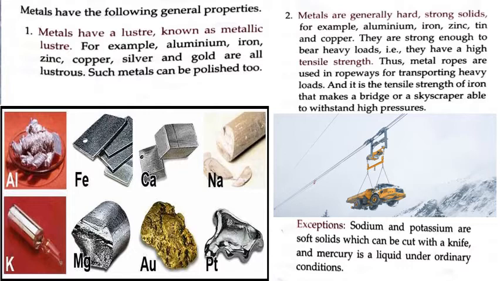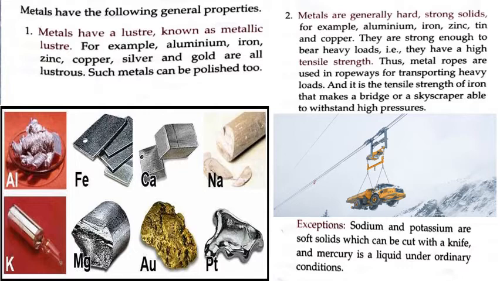जैसे कि आप इमेज में भी देख सकते हो. And it is the tensile strength of iron that makes a bridge or a skyscraper able to withstand high pressures. तो वो bridges, वो skyscrapers, उन पे ये metals यूज होते हैं ताकि उस पे जितना मर्जी फोर्स लग रही हो या फिर उस पे जितना मर्जी वेट आ रहा हो, वो उस वेट की वजह से ब्रेक ना हो. इसमें भी एक्सेप्शंस है.